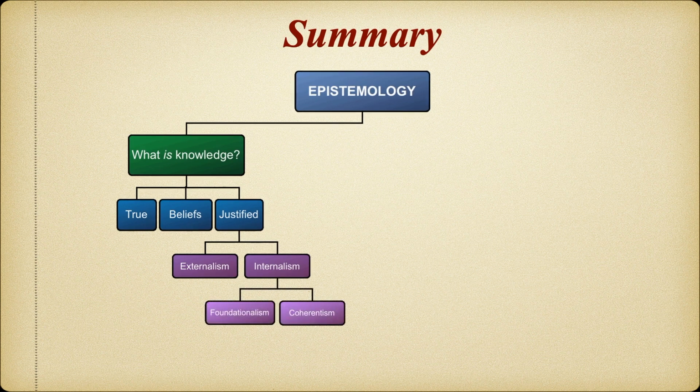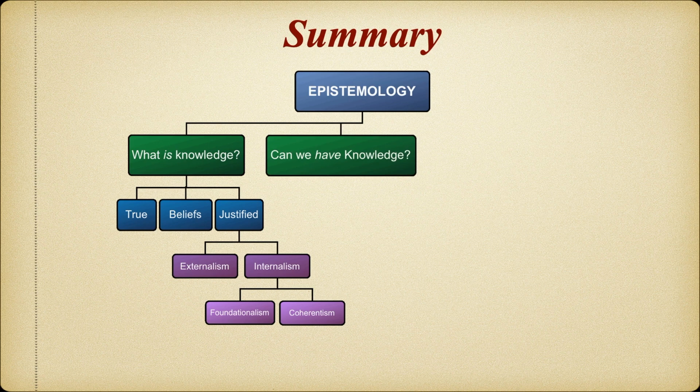Internalism, the more traditional approach to belief justification, further divides into two different positions: foundationalism and coherentism. The only real difference between these views is whether or not there are any beliefs that can be truly self-justifying, and thereby provide a justification foundation for our other beliefs. Our second basic question was, can we have knowledge? This is where we encounter the problem of skepticism.